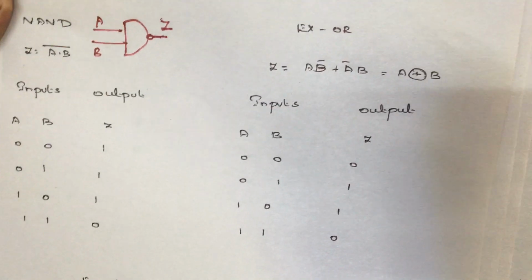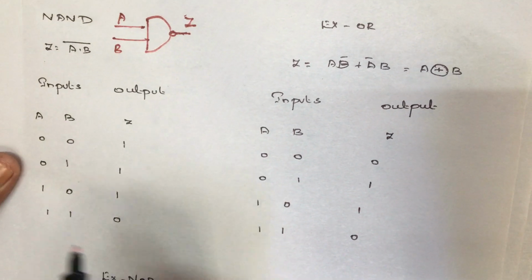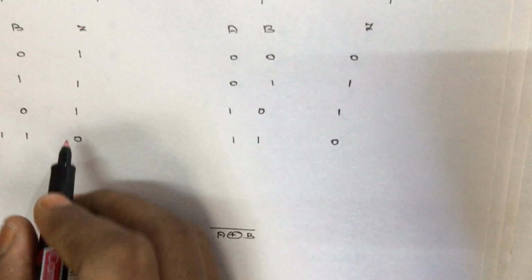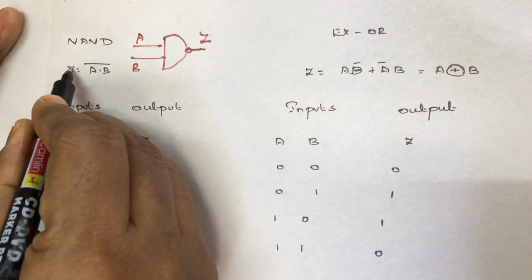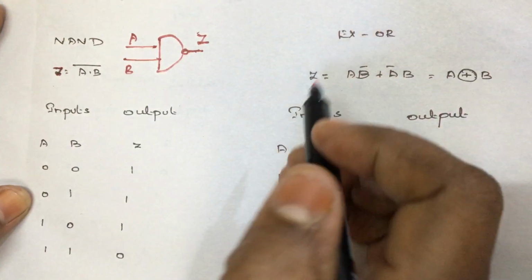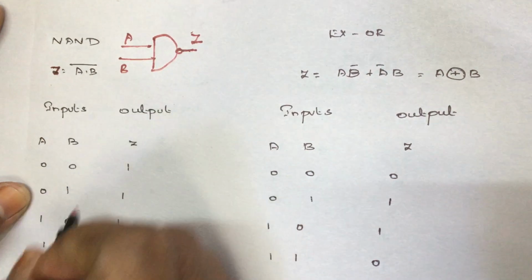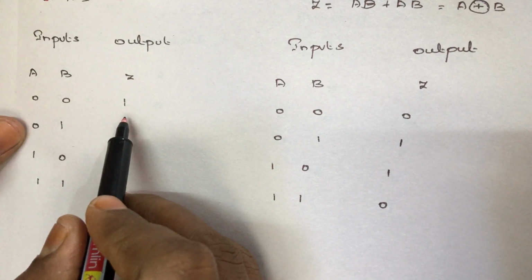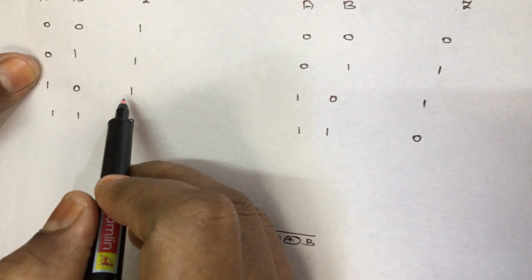And coming to this case, in the NAND gate, if both the inputs are high, the output is low, and this is just the reverse of the AND gate. The function is provided as Z is equal to (A dot B) the whole bar. And if both the inputs are low, we get the output as high. If any one of the inputs is low and the other high, we get the output as high.